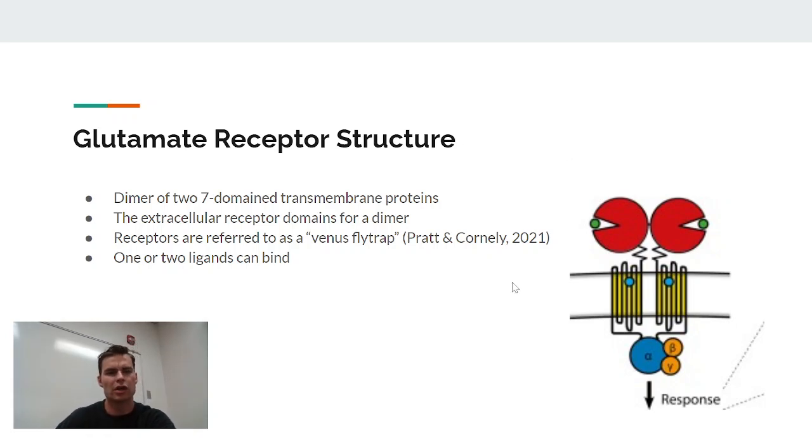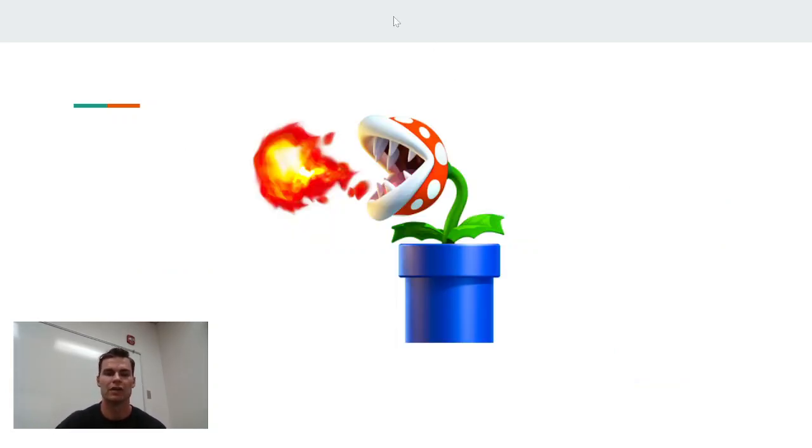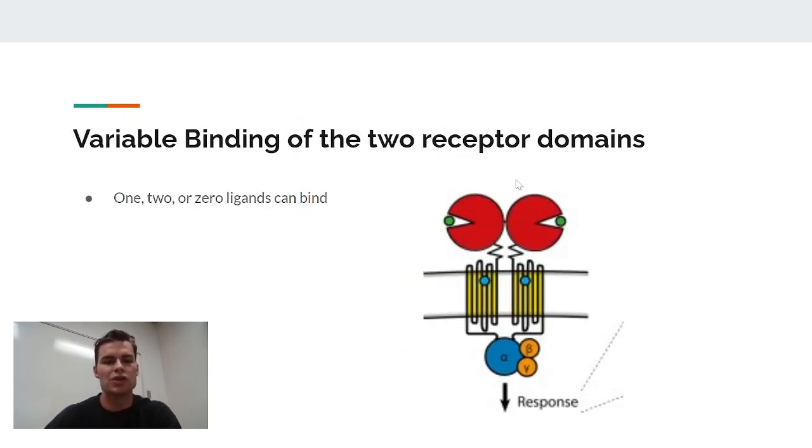So the glutamate receptor structure, specifically, it's a dimer of 7 domain transmembrane proteins. Here we see the transmembrane protein spanning the membrane, and then it also has a dimer of the extracellular receptors, and it looks like the Venus flytrap. If any of you played Super Mario, you probably recognize this guy. He breathes fire. He probably has killed you a few times, but this is what that extracellular portion really looks like. And because it has 2 extracellular binding sites, 1, 2, or 0 ligands can bind.